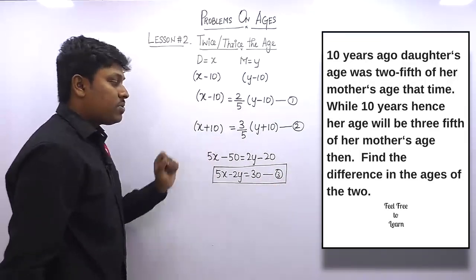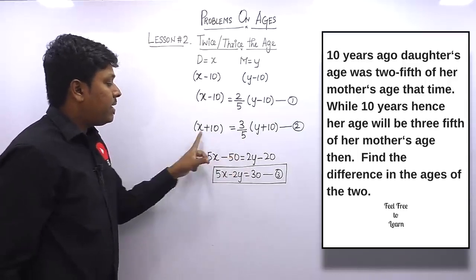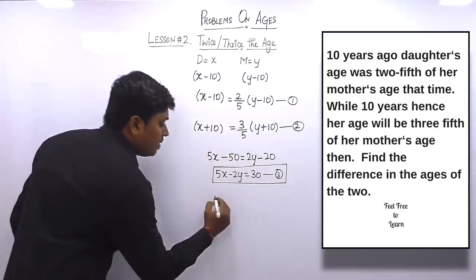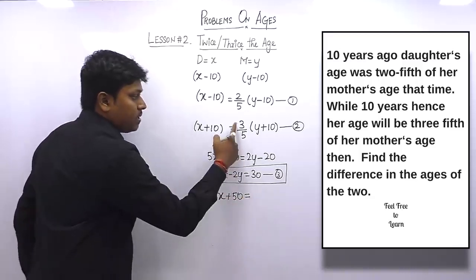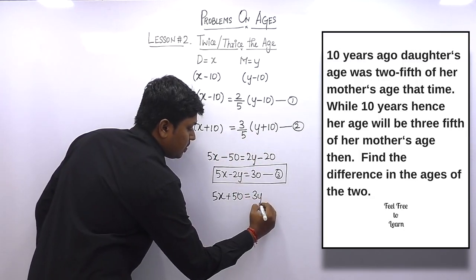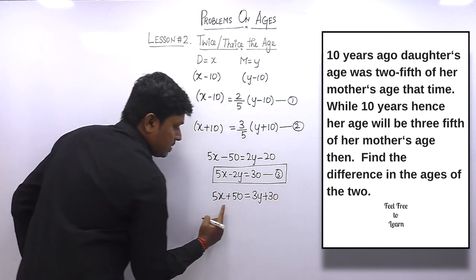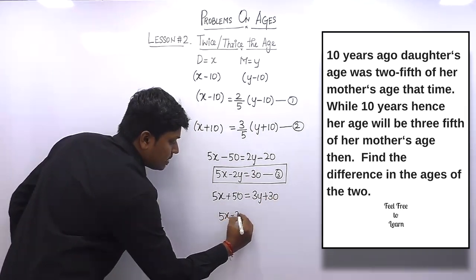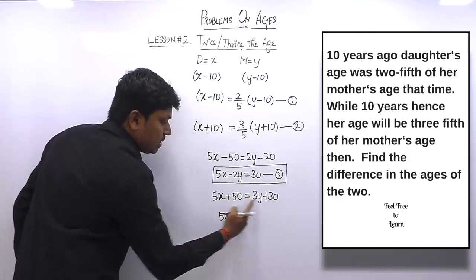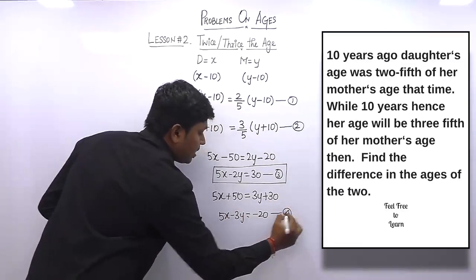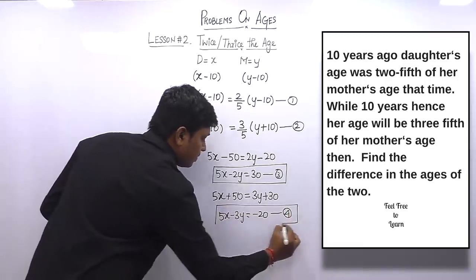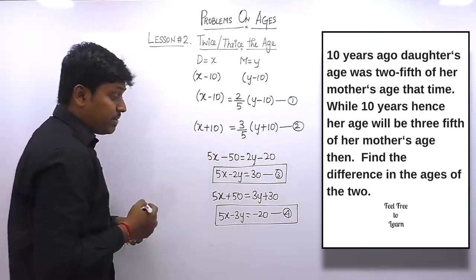So similarly we need to solve this equation. Let me multiply the 5 into the left hand side, that is 5x plus 50. So 5x plus 50 is equal to 3y plus 30. So 5x minus 3y is equal to 30 minus 50, which will be minus 20. So this will be equation number 4. So finally we have solved both the equations.